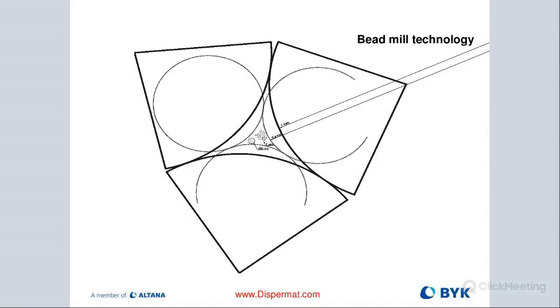But the opposite could also happen. If your beads are too big, then the area where they're supposed to shear is too big. Therefore, that energy gets lost, and you have diminished milling results as a result of that. That's the downside of having beads that are too big.